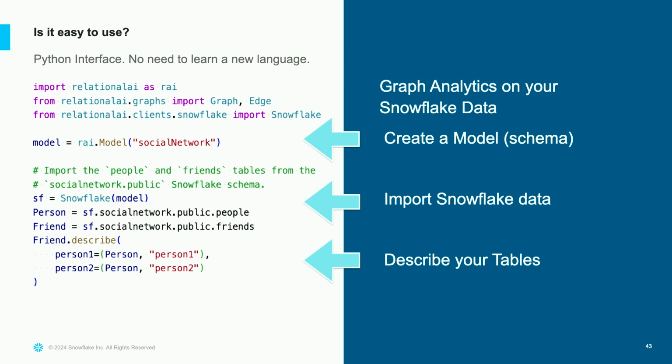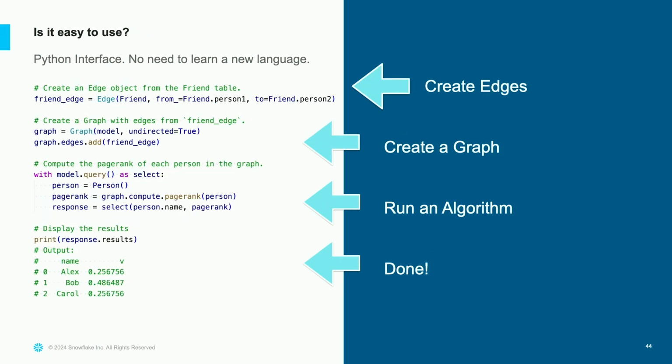Figure out which tables or views represent nodes, which tables or views represent relationships, and then tell me more about them. Describe what they are, right? In this case, we have a people table that becomes our person. We have a friends table that's going to become our friend relationships. We're going to describe the foreign keys, if you will, in this table, person 1 and person 2. Then we're going to say, all right, from these 2 tables, I'm going to create an edge. That's going to be my friend edge, and it's going to connect people to each other based on their foreign keys.